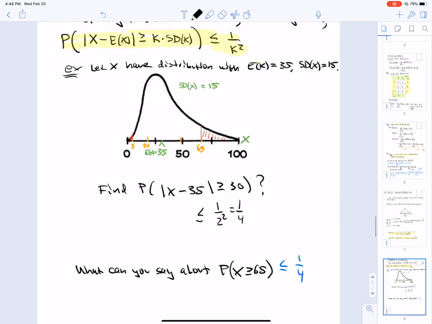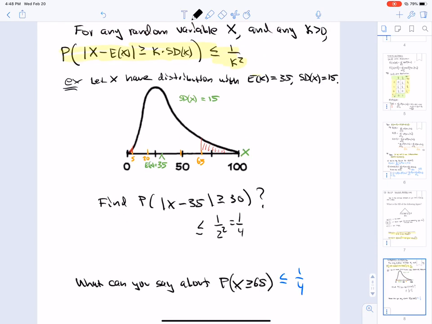If someone asked you, what can you say about the probability that x is greater than or equal to 65, because the distribution isn't symmetric, you can't divide that 1/4 by a half. The best you can say is that it's less than or equal to 1/4.